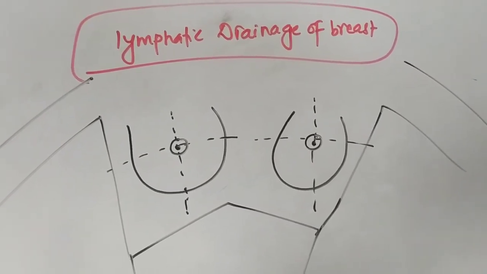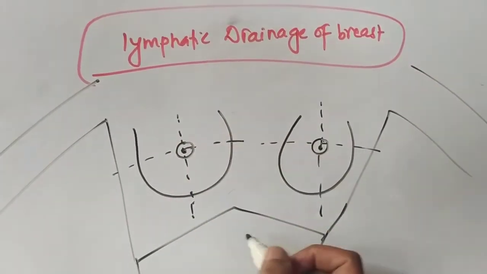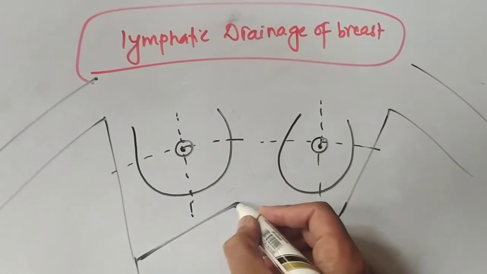So to understand the lymphatic drainage of the breast, let's understand that the breasts are actually, so these are the two breasts. You can see this picture. So this I have shown, this is the diaphragm.